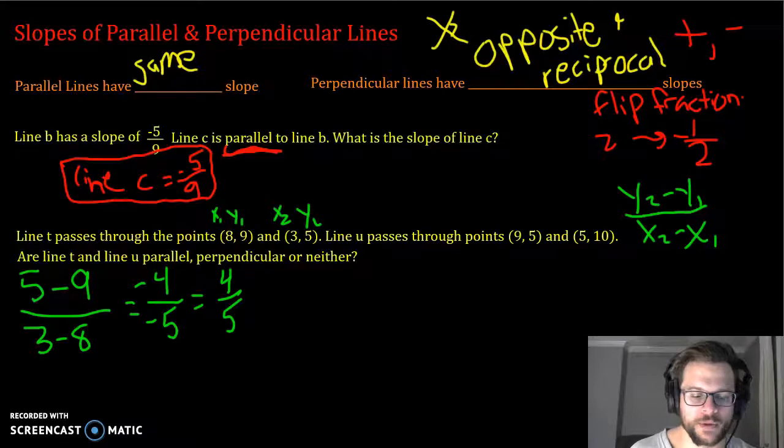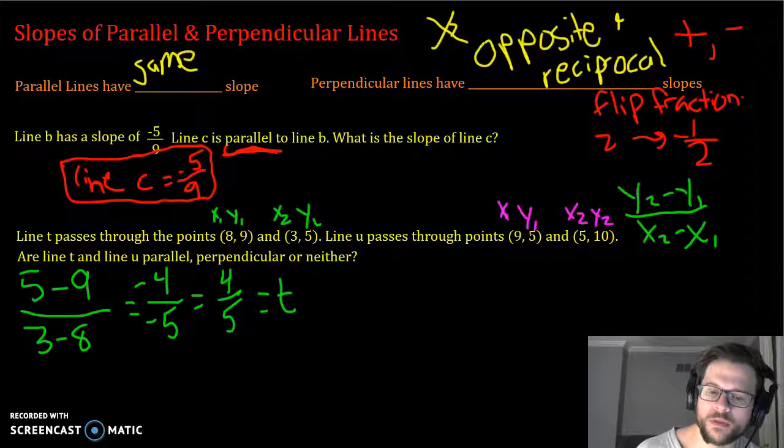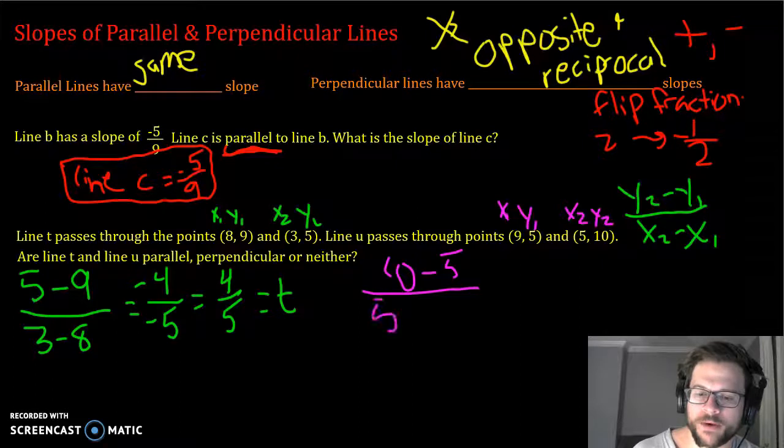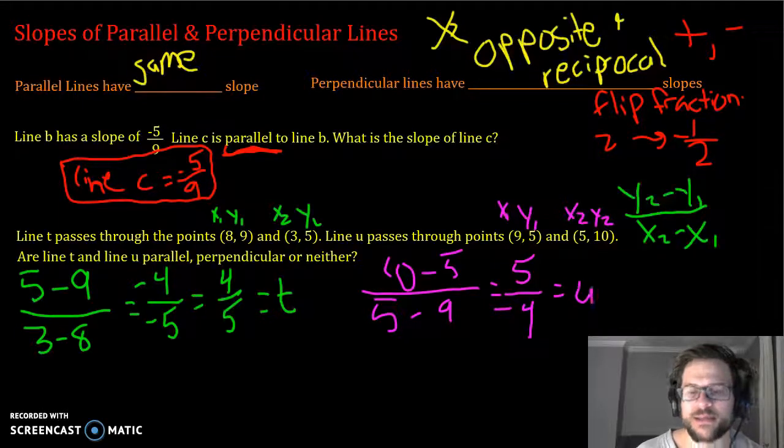Now let's do the same thing with our line U. So I'm going to actually label this as slope T. Line U, x1, y1, x2, y2. Let's go ahead and plug this into our slope formula. 10 minus 5 over 5 minus 9. 10 minus 5 is 5, and 5 minus 9 is -4. This cannot be reduced or simplified. We don't have to take care of anything with signs. And so that's our slope U.